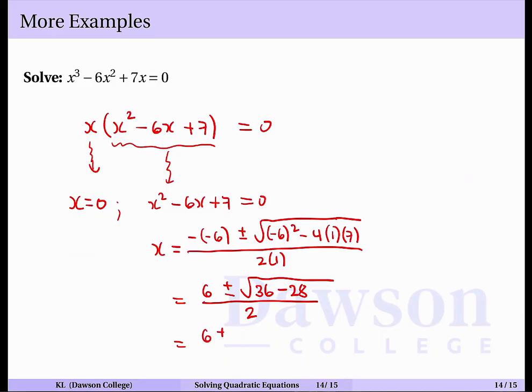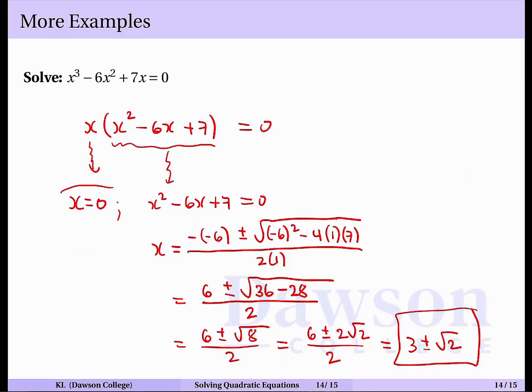Or we will have 6 plus or minus square root of 8 over 2. Square root of 8 is 2 square root of 2. So you will have 6 plus or minus 2 square root of 2 over 2. Simplifying, we will have 3 plus or minus square root of 2. So here, we actually have 3 solutions. This and this. So x equals 0, 3 plus square root of 2, and 3 minus square root of 2.